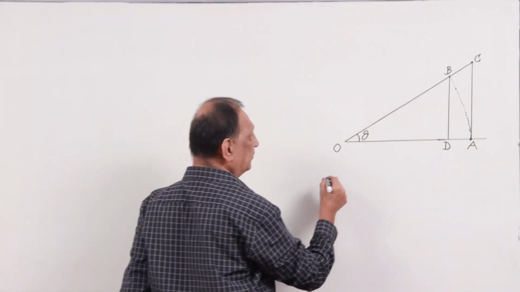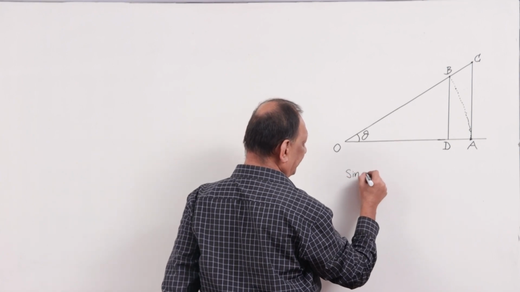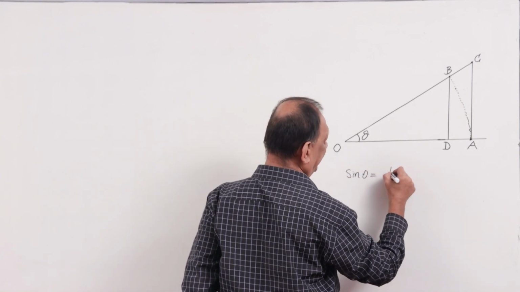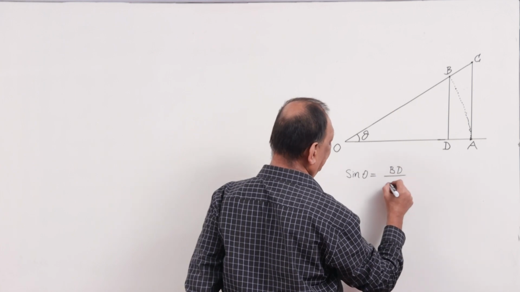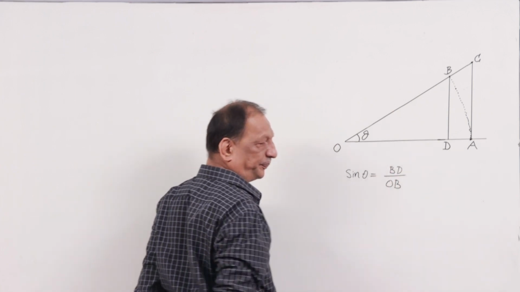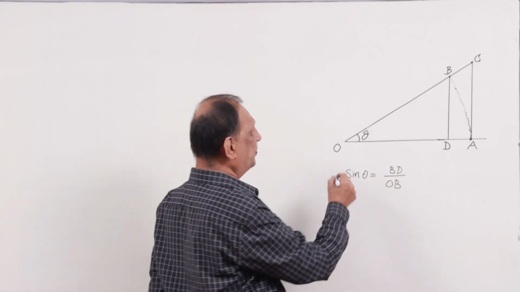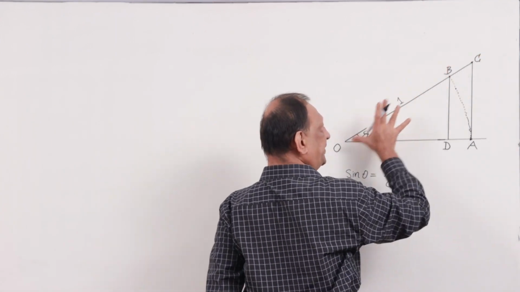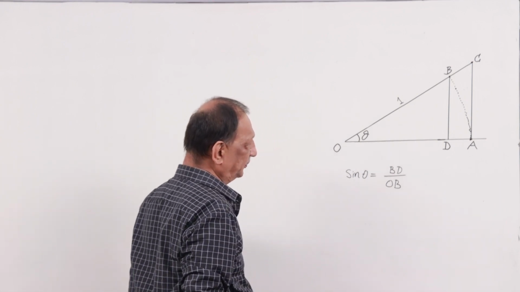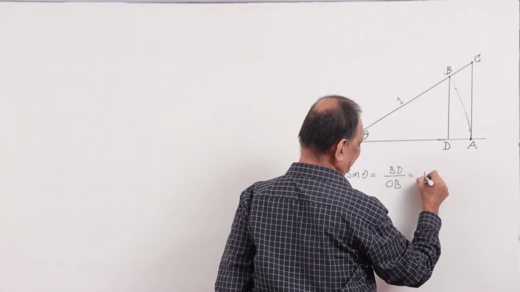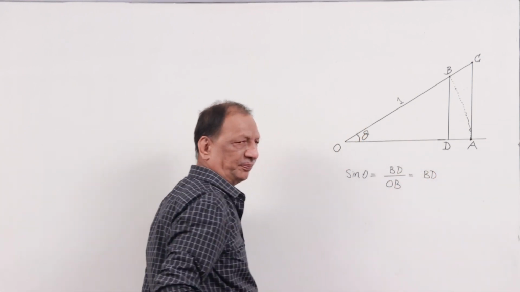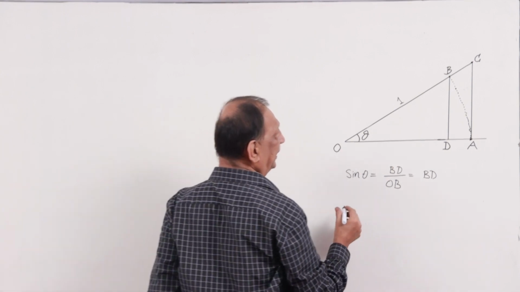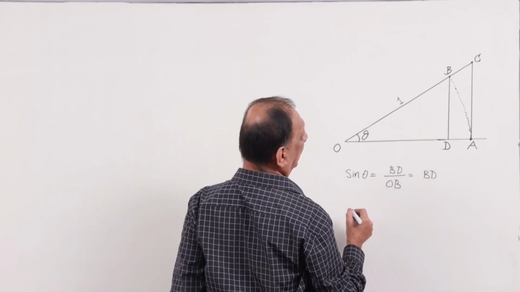So now we have defined sin theta as BD, the opposite side, by the hypotenuse OB. Now we can set this OB, not OC, as 1. So sin theta will simply equal BD. No problem.